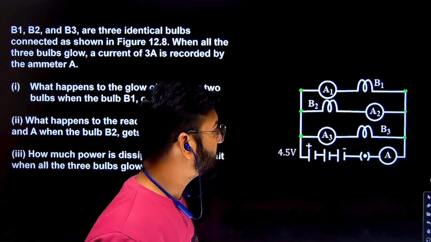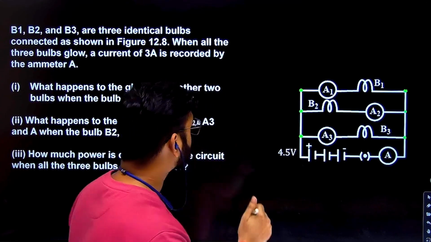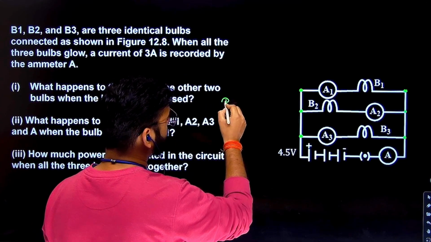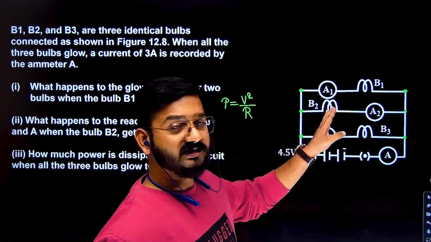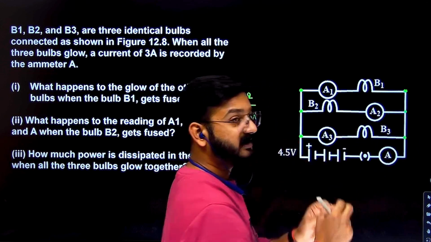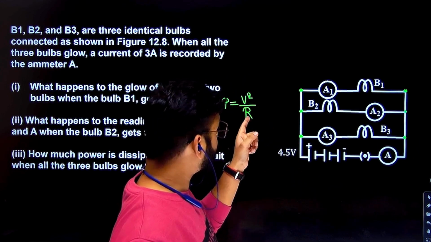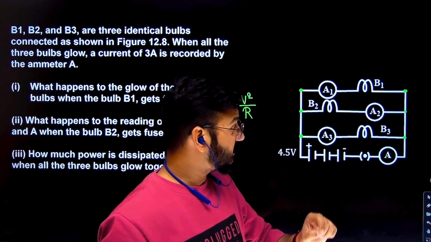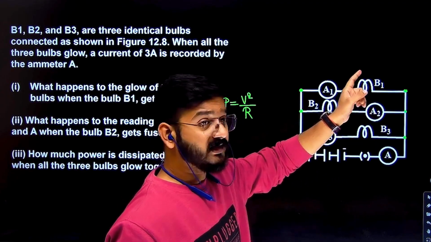And what is the formula for the power across bulbs when they are connected in parallel? What formula do we use? We use the formula P equal to V square by R. Since the bulb is not changing, the resistance is not changing, and the potential difference across them is unchanged in a parallel connection. So V is not changing, R is not changing. It means the brightness of B2 and B3 will not change if bulb 1 gets fused.